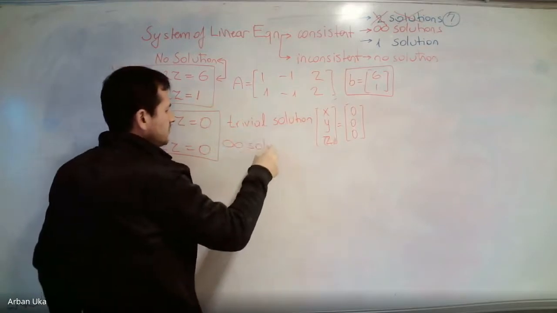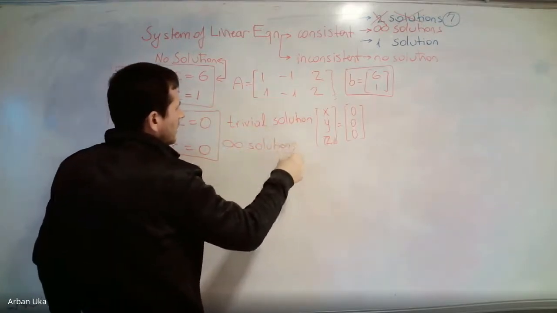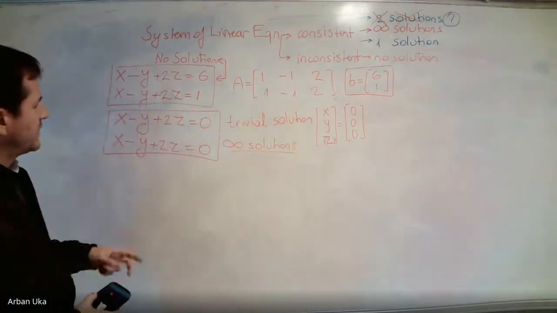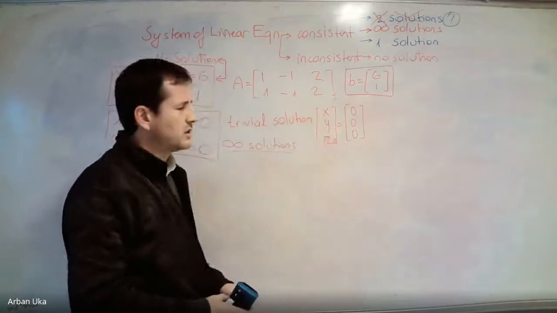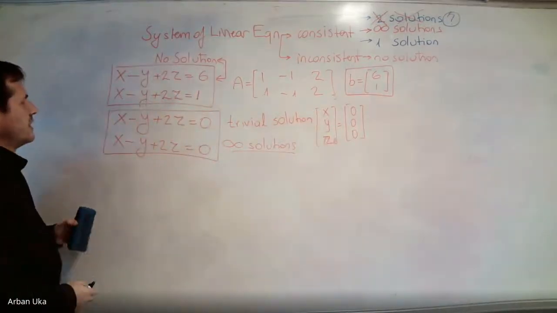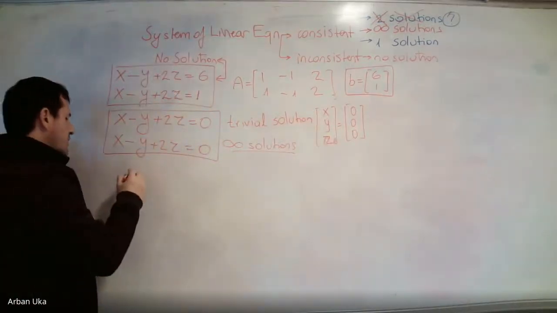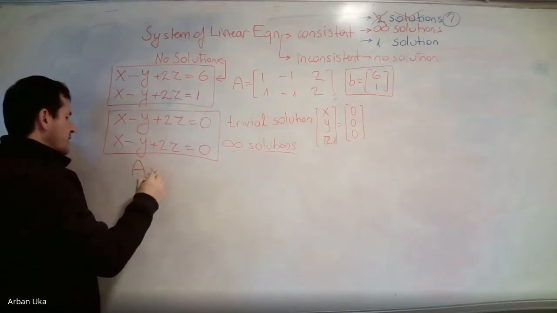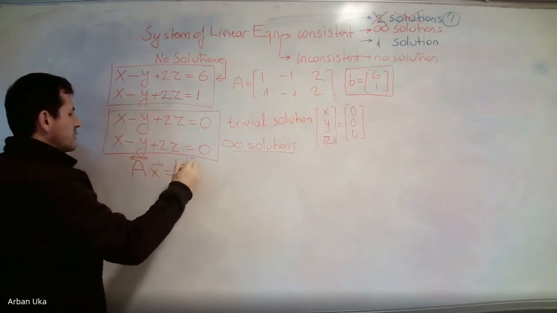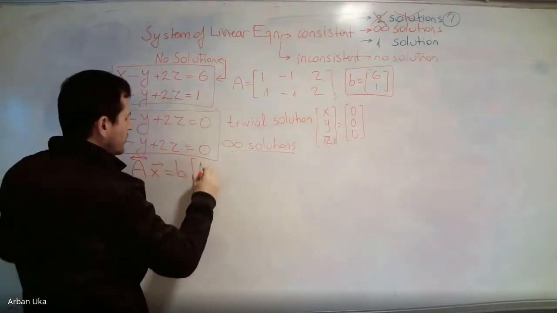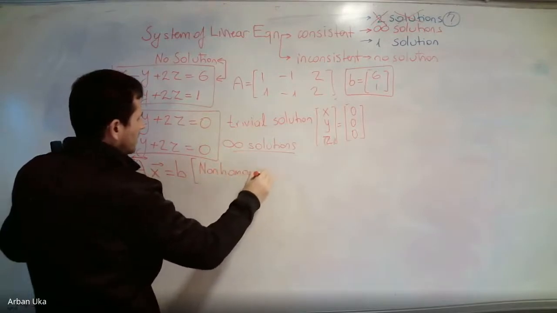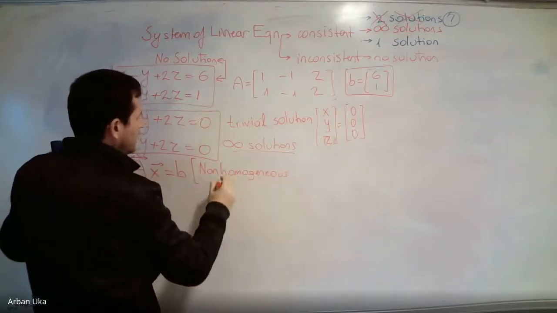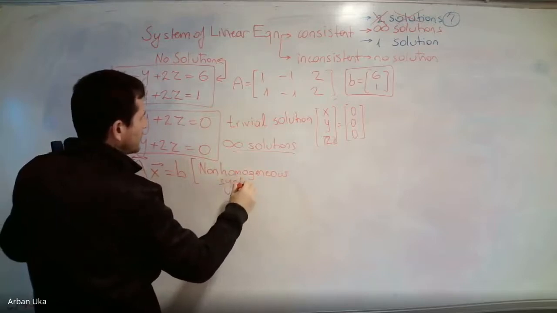Okay, but you also correctly identified or stated that x, y, z equal to 0 is a solution, which is a trivial solution. Now, we can define the following. If we have a system which is Ax is equal to b, this equation, this is called a non-homogeneous system of linear equations, okay?